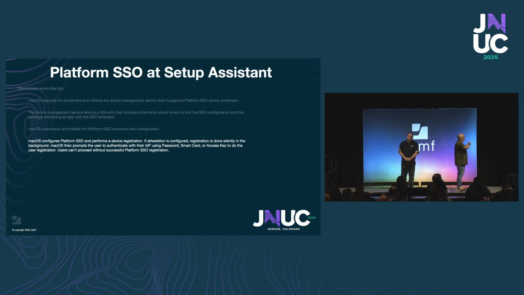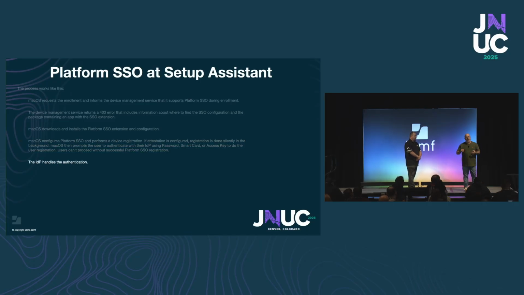After it installs the Platform SSO extension configuration, it configures Platform SSO and performs device registration. And then if attestation is configured, it's done silently, and it prompts users to authenticate using their IDP. So in this, it's going to be a password, or it's going to be a smart card or an access key to do that registration within that window, right? Users can't proceed without actually doing this. So this is a good kind of lock mechanism, so users can't just bypass this. Or if the FedEx guy drops the computer off at the wrong house. Exactly.